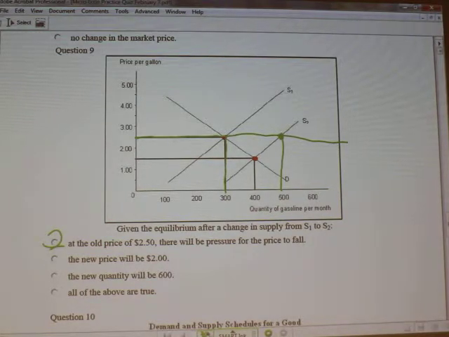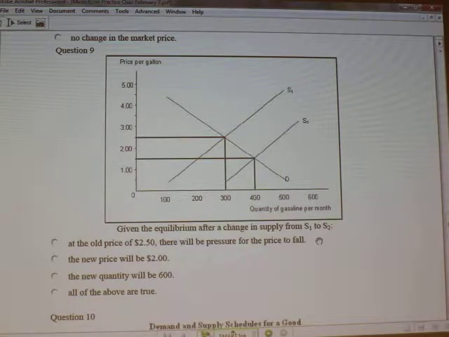It's not a bad idea to go through the rest of them to make sure that there are no other good answers. The new price will be $2. Well, that's clearly wrong because the new price is $1.50, which is here. The new quantity will be 600. No, the new quantity will be 400. All of the above are true. No, these are not true, and so therefore this is not true.